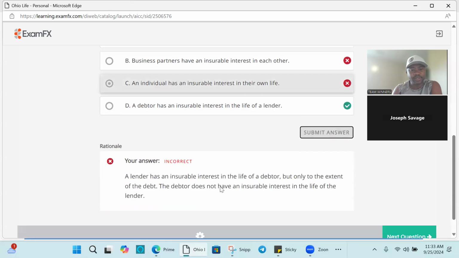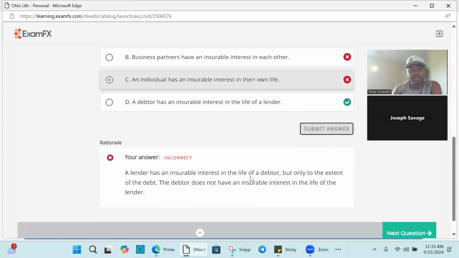I was wrong. Don't pick C. A lender has an insurable interest in the life of a debtor, not the other way around. A debtor is the one who took a debt, so they flipped it and misled me.